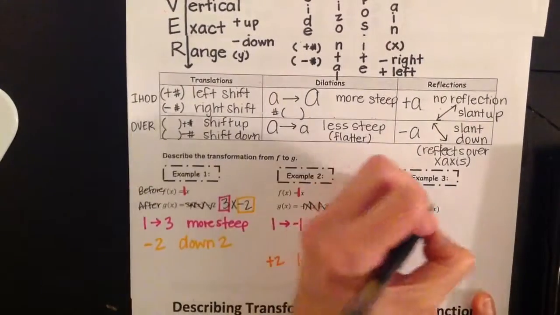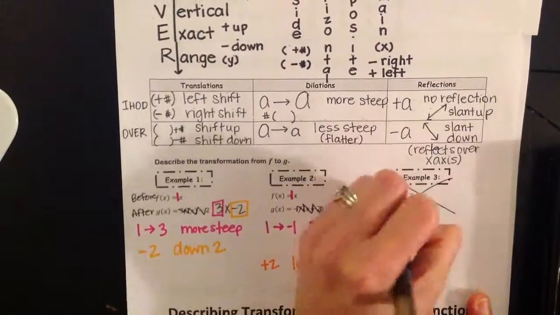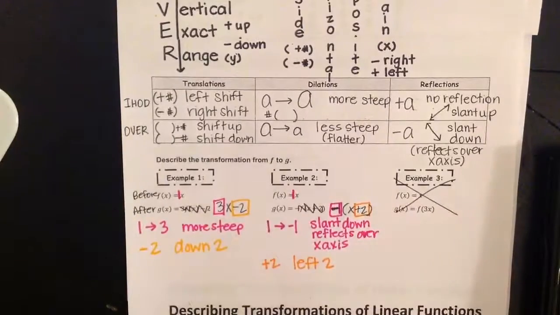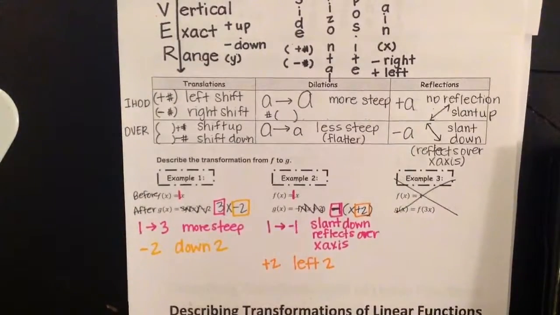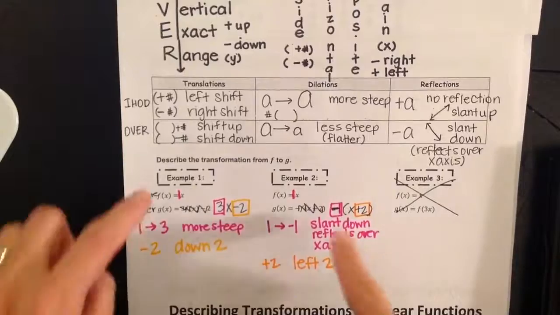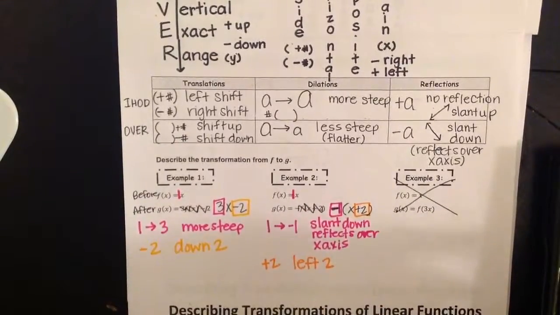All right, and we're not going to worry about example 3, okay? So now hopefully you can pick out transformations. Remember, put both equations in your calculator and compare what you are seeing to the description, matching it up to the numbers based on what it's doing.